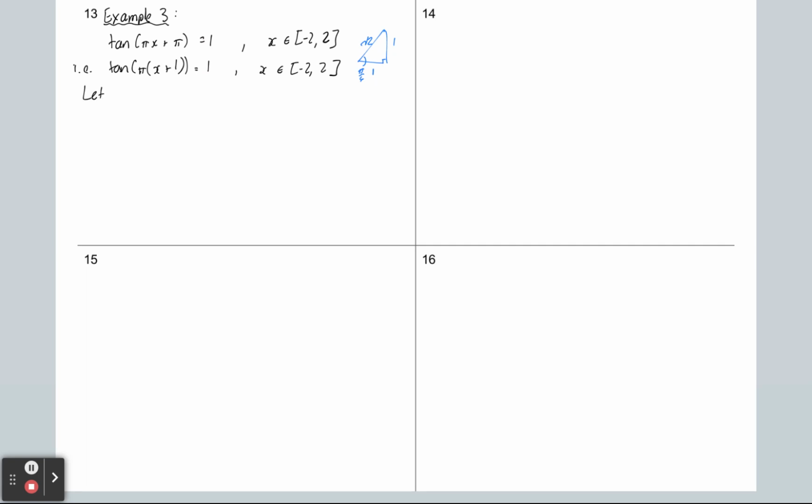Let theta equal pi outside of x plus 1. Then we have tan of theta equaling 1, and our new domain is, as usual, we do our substitution, and we're going to do it in our head like we did for the last example. So our boundaries are -2 and 2. For -2, I go -2 plus 1 is -1. So I'm going to have a lower boundary of -pi.